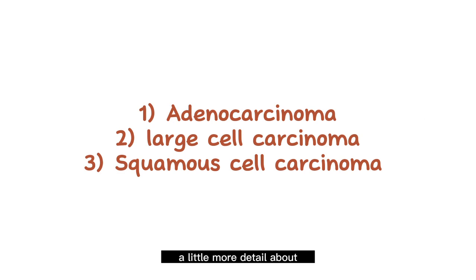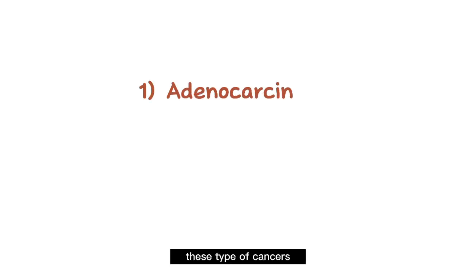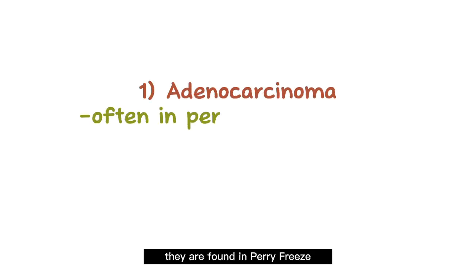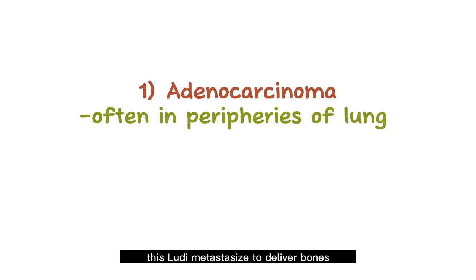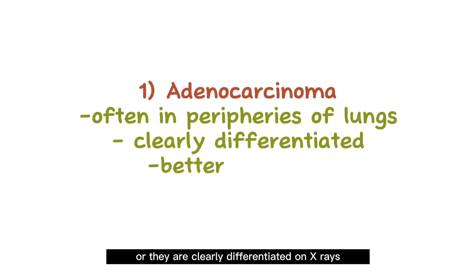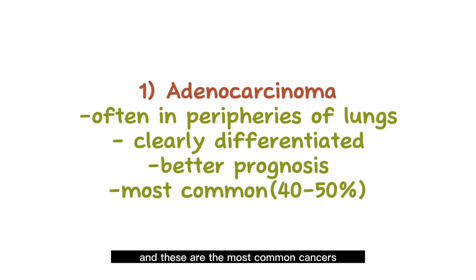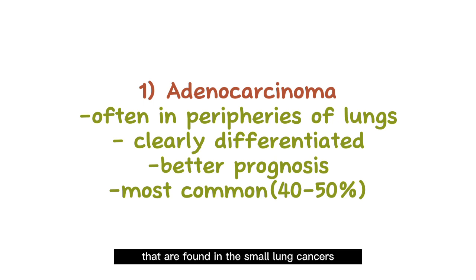A little more detail about all of these subtypes is as follows: adenocarcinomas are found in the periphery. They slowly metastasize to the liver and bones, they have clear margins, or they are clearly differentiated on x-rays, and they have a better prognosis. And these are the most common cancers found among the lung cancers. So basically they range from 40 to 50% of lung cancers.